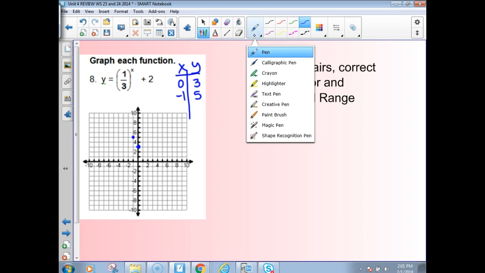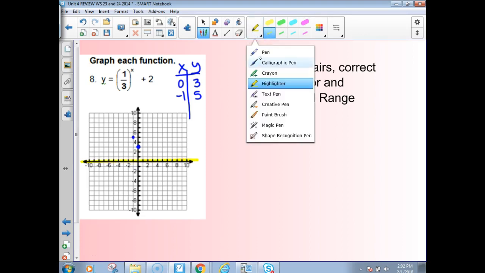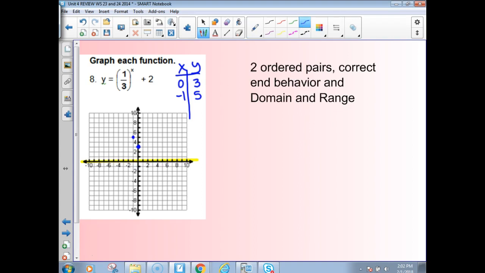Knowing that the x-axis is an asymptote for our parent graphs of exponentials, I highlighted it to show it, and then I'm going to sketch that this comes down and then runs along the x-axis, showing correct end behavior. The domain's negative infinity to infinity, and the range is 0 to infinity.